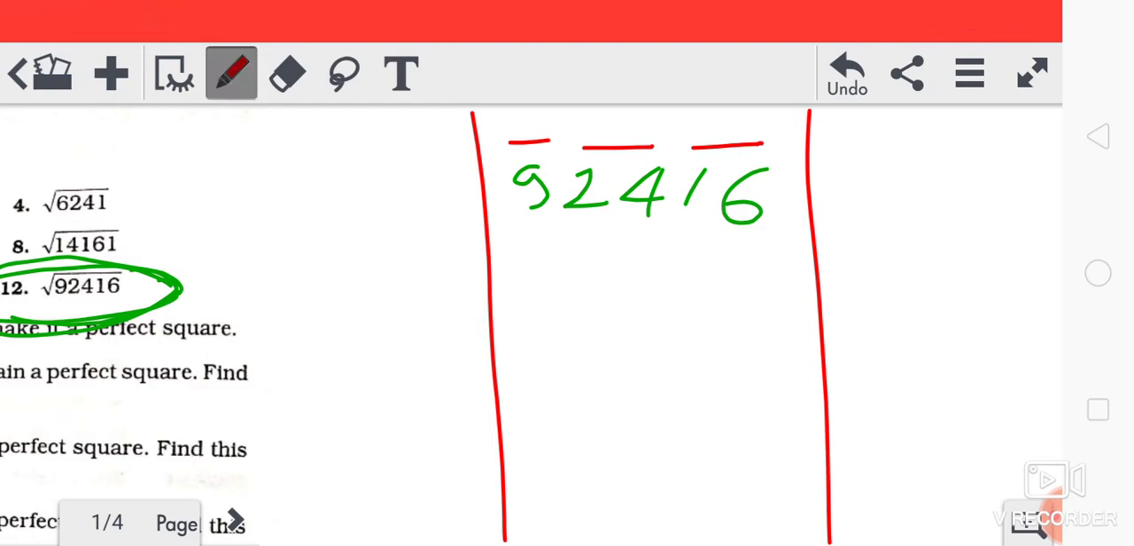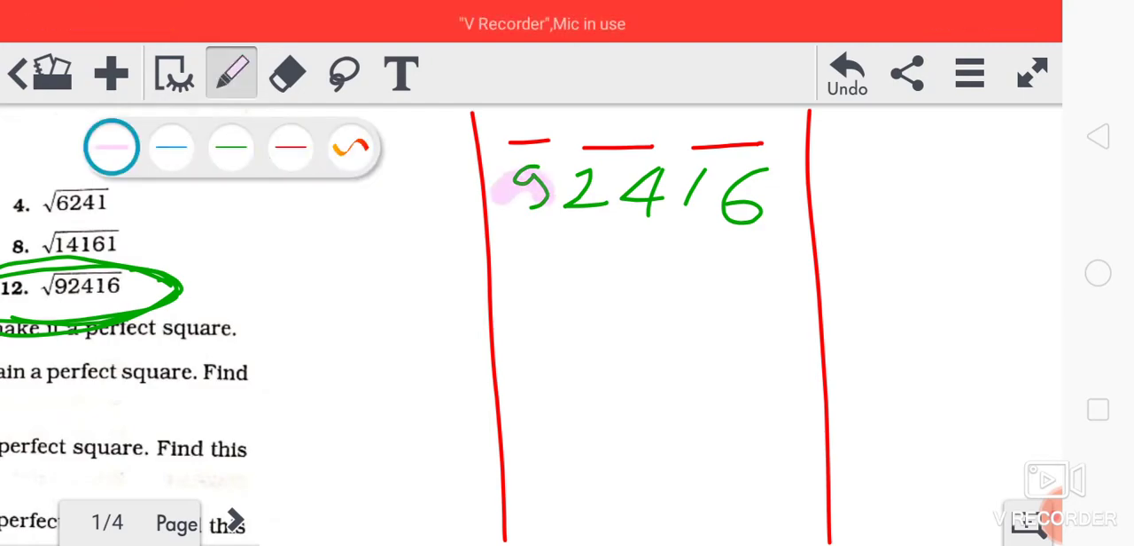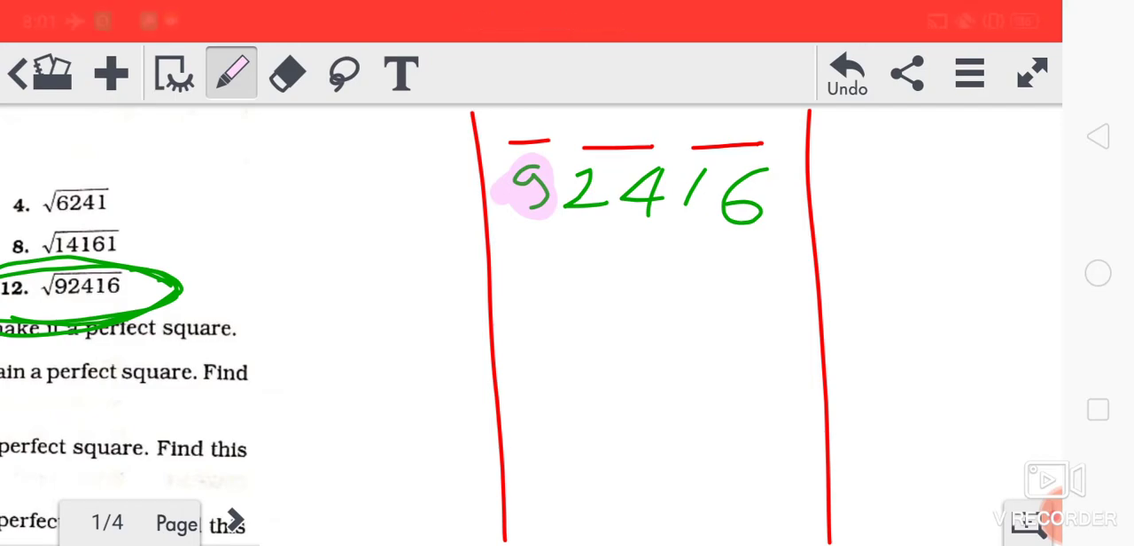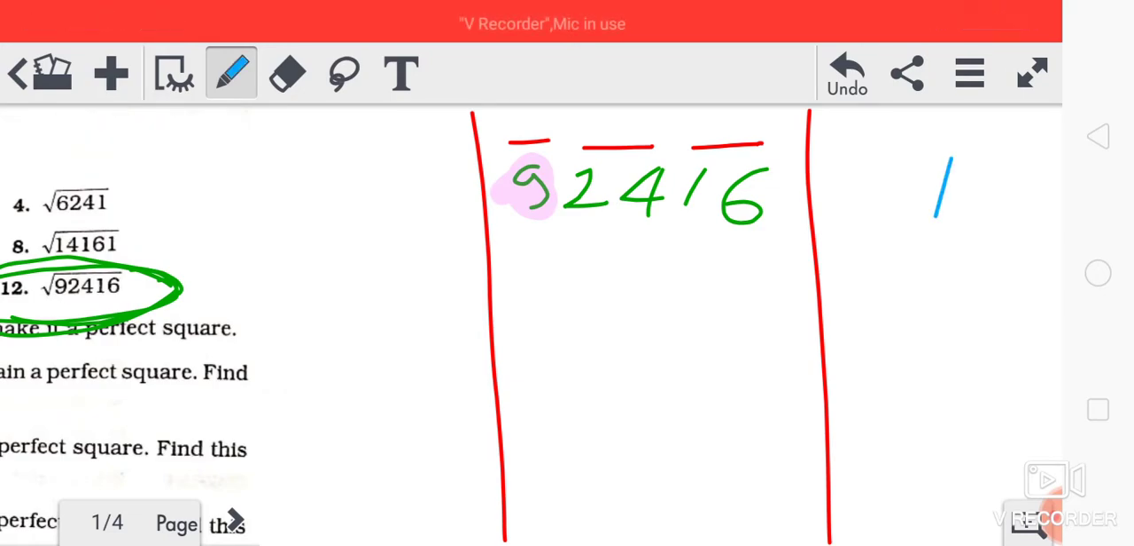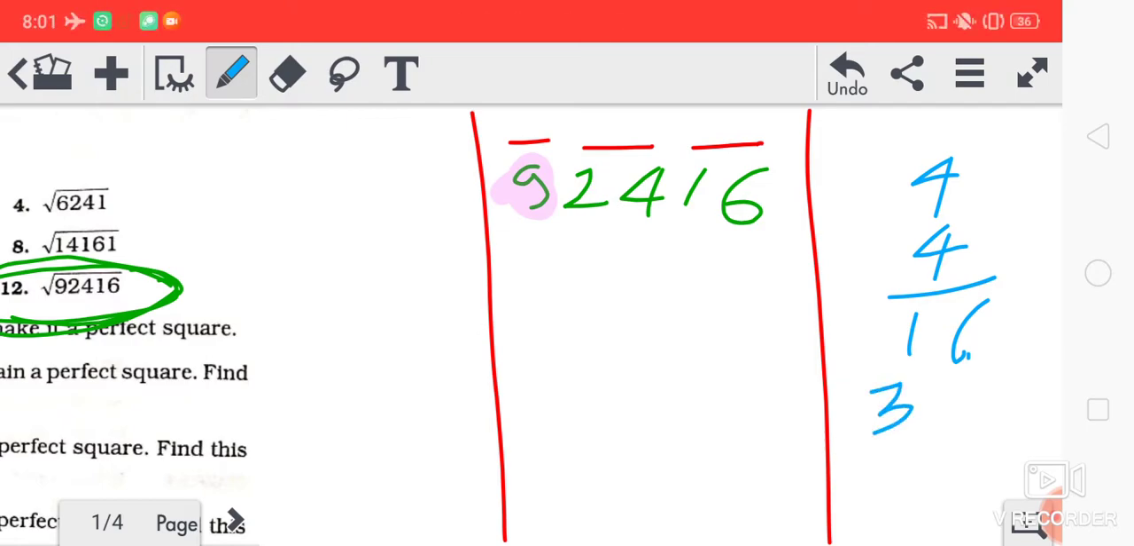So you can see here 9 is there, only one digit. Which number should we take, by which number should it be multiplied so that it will come 9 or less than 9? Suppose we take 4, then 4 4s are 16. It is coming more than 9, so we cannot take 4. Can we take 3? 3 3s are 9. We'll get 9, so we'll take that.